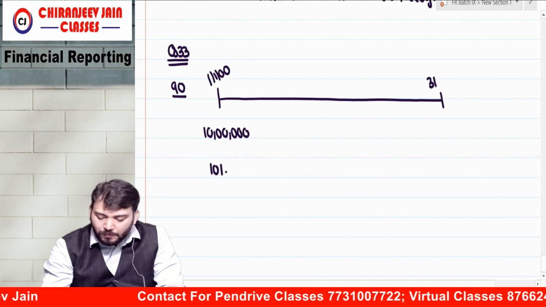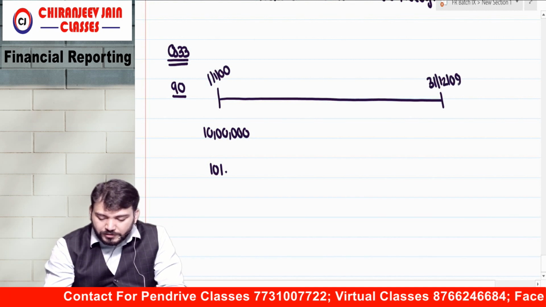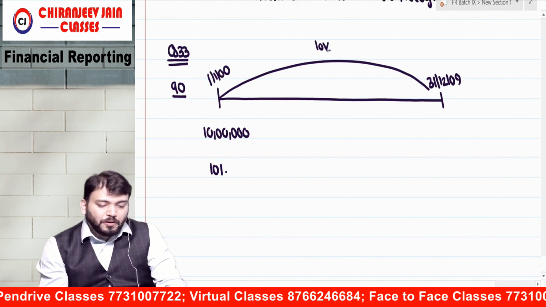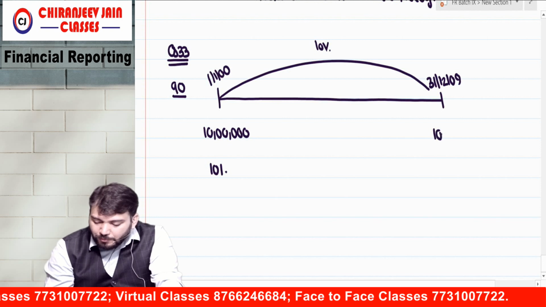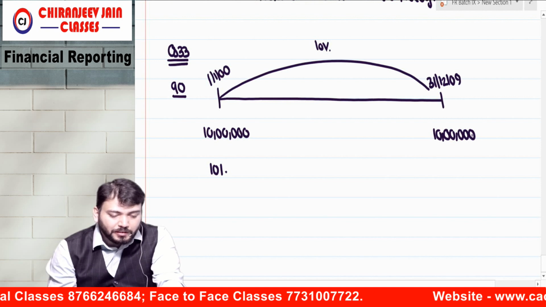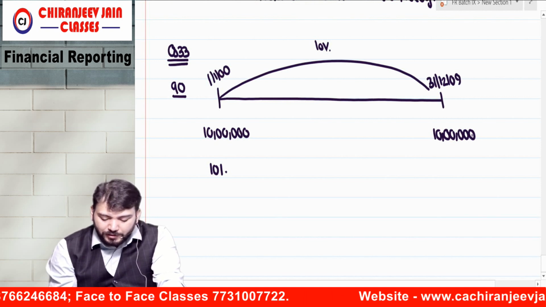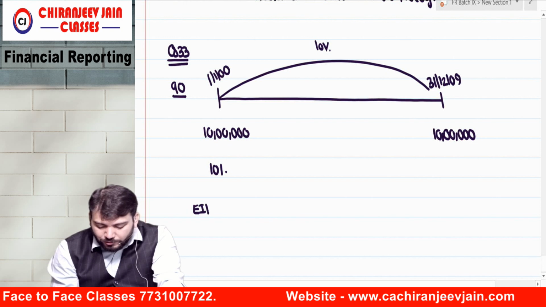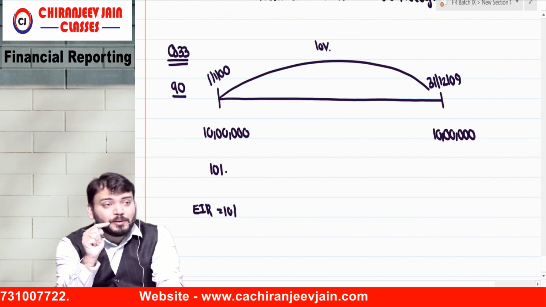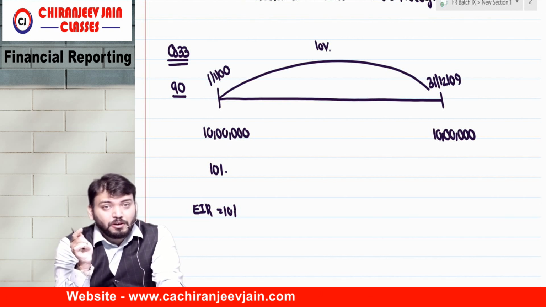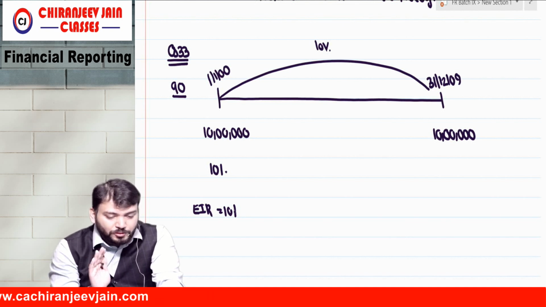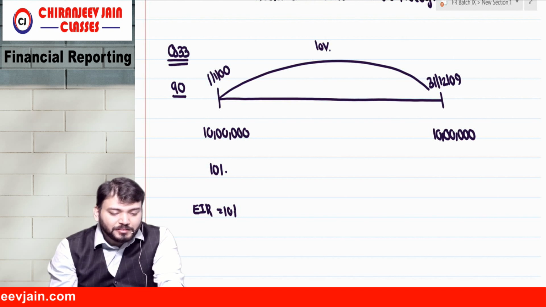Means how many years? It is 10 years. And the redemption amount is also 10 lakh. No cost or fee incurred. So can you see EIR is equal to how much? 10%. Already we know that whenever there is no discount, no premium, no transaction cost, always EIR will be equal to the coupon rate. So even though not given, the EIR is 10%.